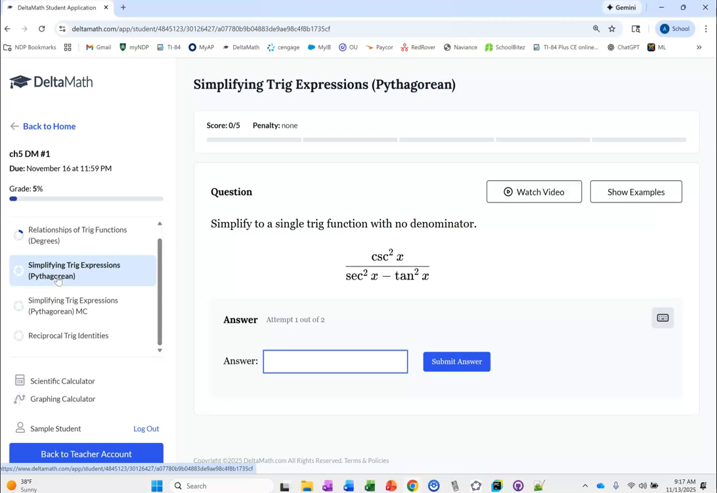The other type of problem we have are these free response ones, where now we have to type in an answer. On this one, we want to simplify this to a single trig function with no denominator. So we have cosecant squared over secant squared minus tangent squared. If I look at my identities sheet, there's nothing algebraic good to do here, right? Where would I want to look in my identity sheet here first?